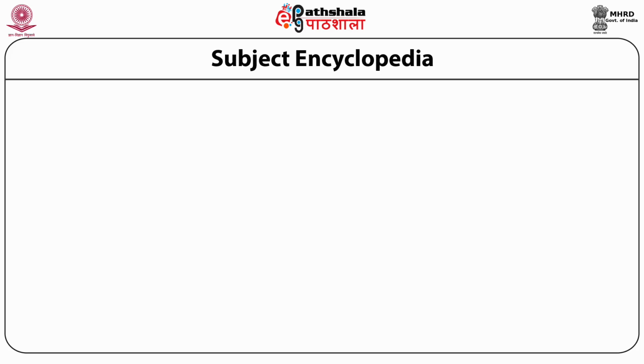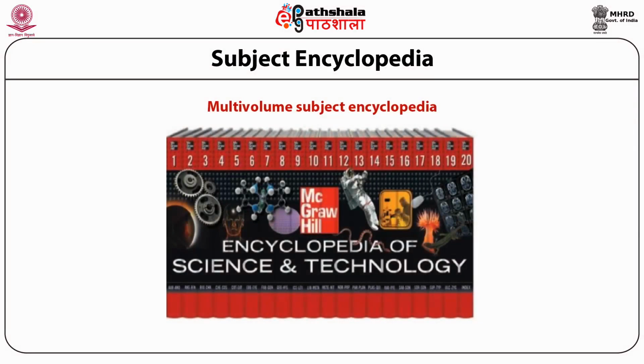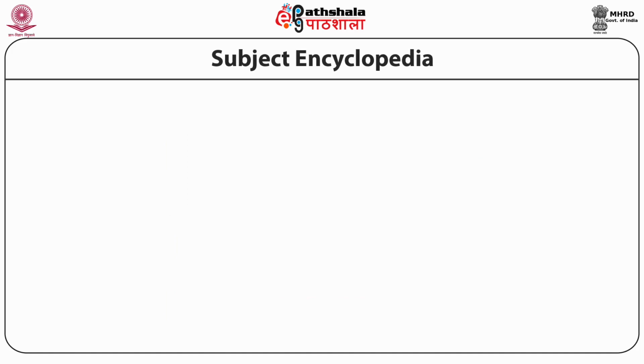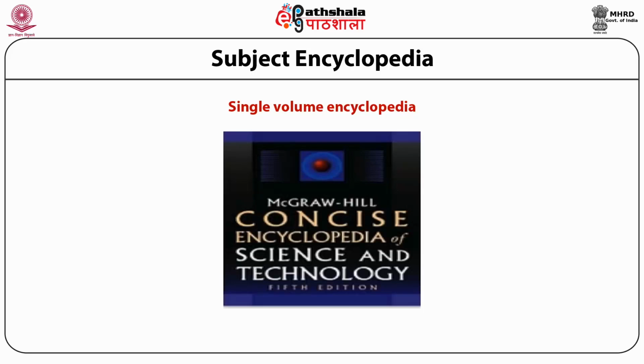A subject encyclopedia provides more detailed information on a specific area of knowledge, such as science and technology, social sciences, humanities, arts, etc. A subject encyclopedia may be multi-volume or single volume. For example, McGraw-Hill Encyclopedia of Science and Technology is a 20-volume set. Single volume subject encyclopedia: from the same publisher, there is a single volume concise encyclopedia of science and technology.